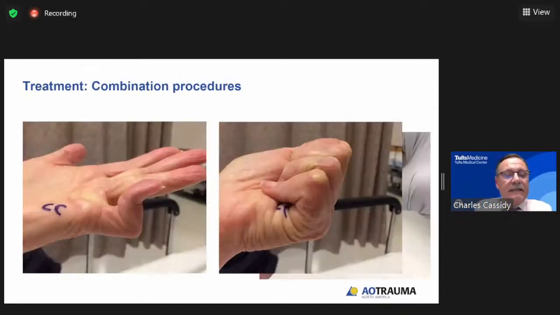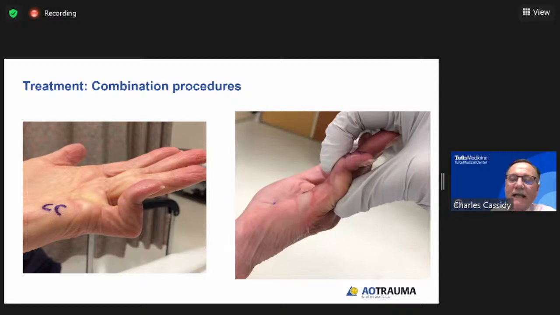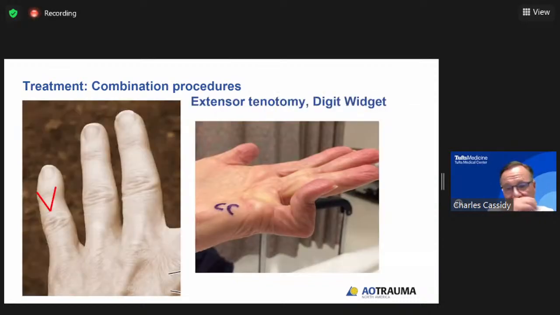So here's an example of a patient with a really bad Boutonniere deformity. You can see no flexion of the DIP joint, really. And this is passive extension. So not great correction there. You can see the DIP is hyperextending almost 90 degrees. And so in this example, what we did was an extensor tenotomy, a different type, though, than what I had mentioned, and pinning, and a digit widget.